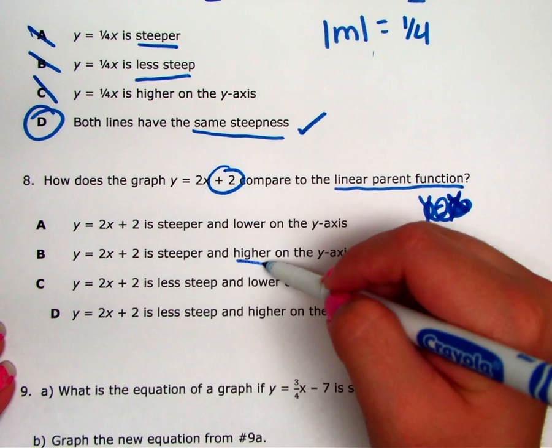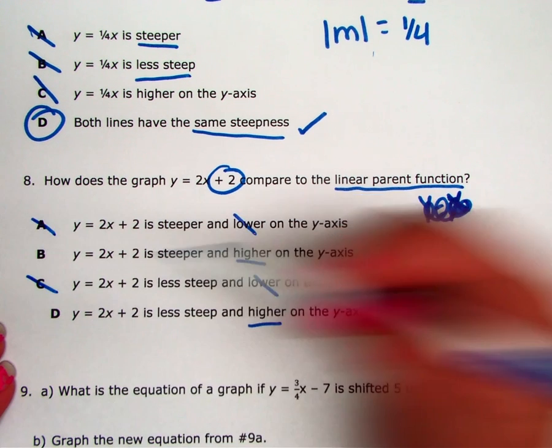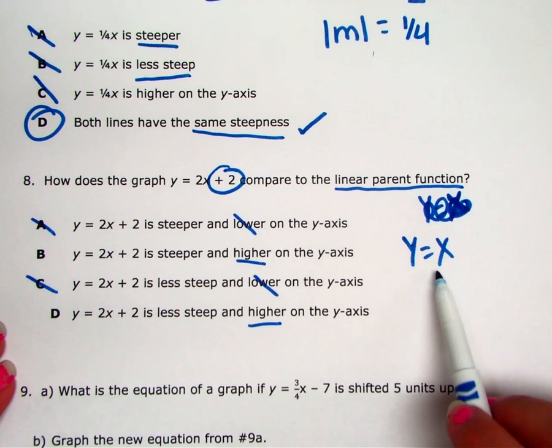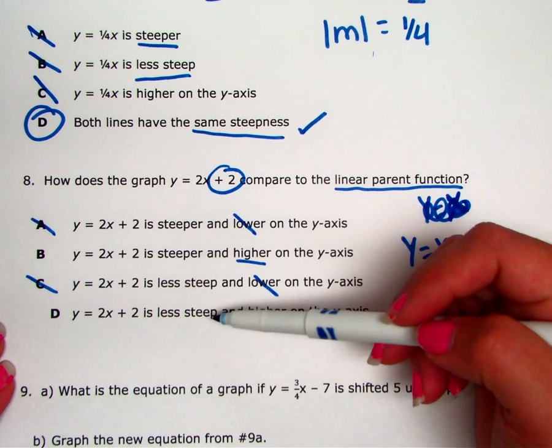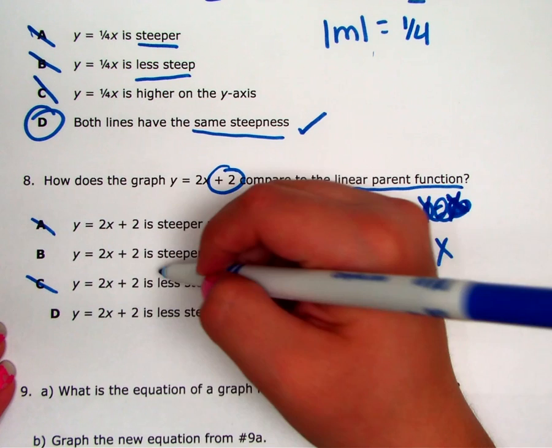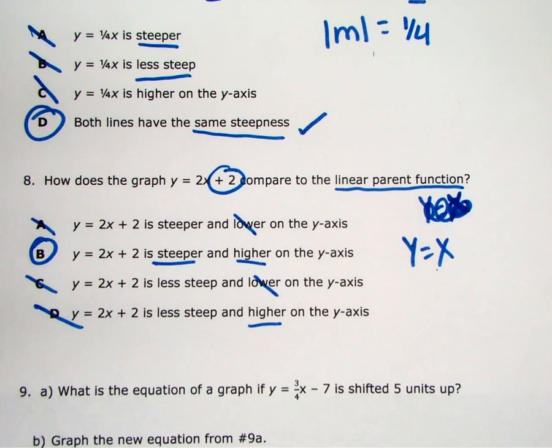So we can cross out A and C. And going from a slope of 1 to 2, did it get steeper or less steep? Well, if you said steeper, you are correct. So the correct answer for number 8 is B.